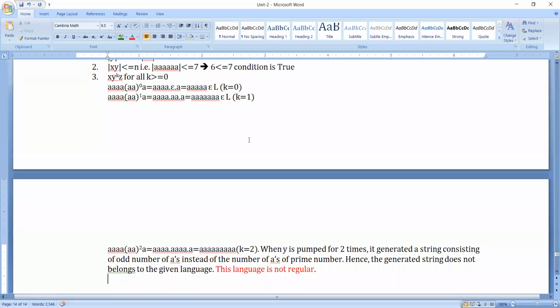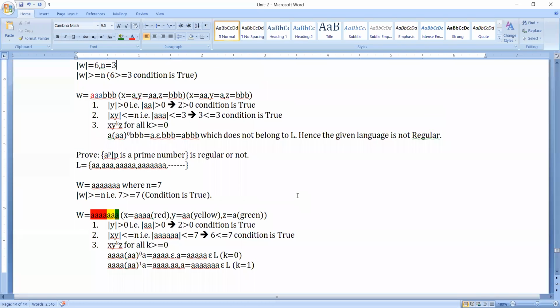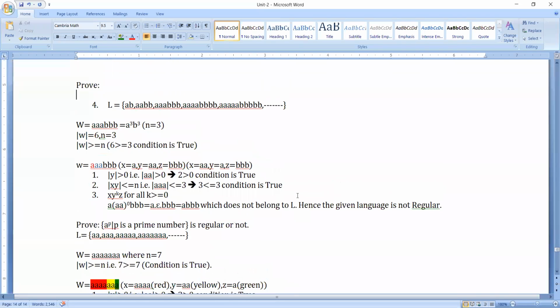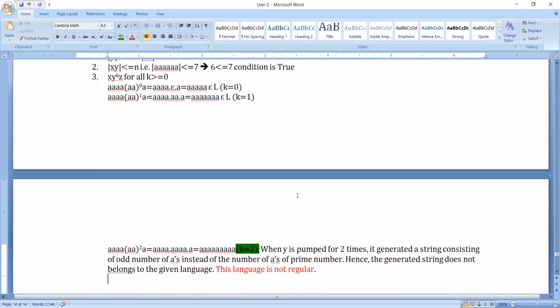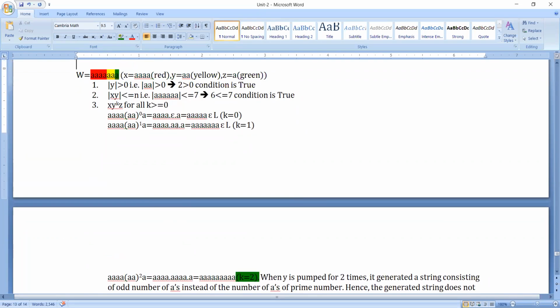But in this scenario, we are able to prove that our language is not regular when the k value is equal to 2. So like this, you need to take some string from the language. From that string, you need to divide it into 3 portions, subject to these 2 constraints. If these 2 constraints are satisfied, then you can look into the third condition.